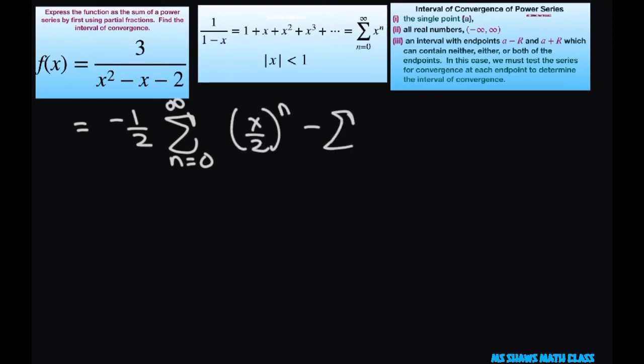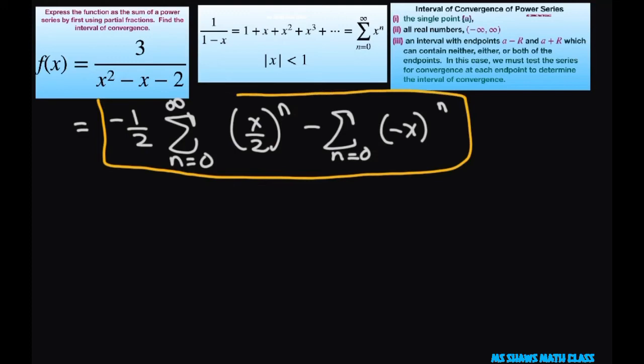So we had this equals negative 1/2 times the sum, n equals 0 to infinity, of x divided by 2 to the nth power, minus the sum of n equals 0 to infinity of negative x to the power of n. Let's go ahead and simplify this to a form that's better to see, but this is the one we're going to use to find the interval of convergence.